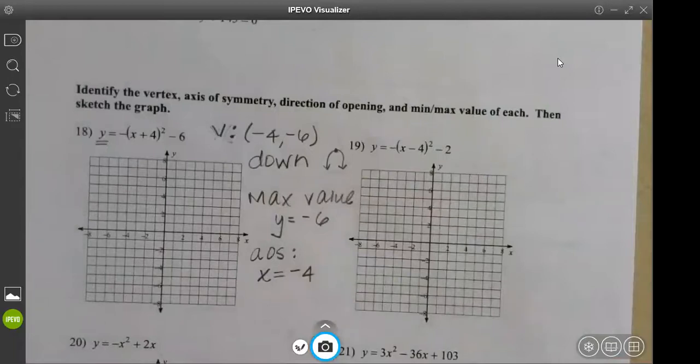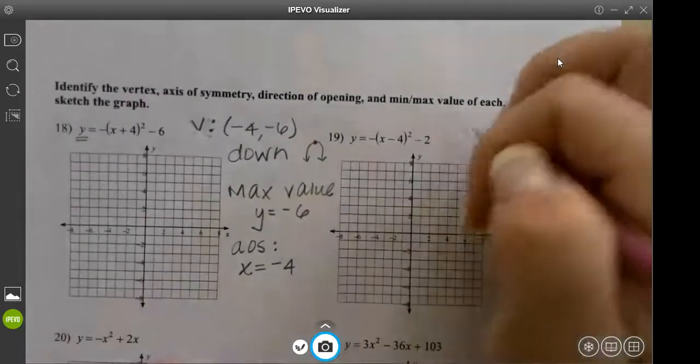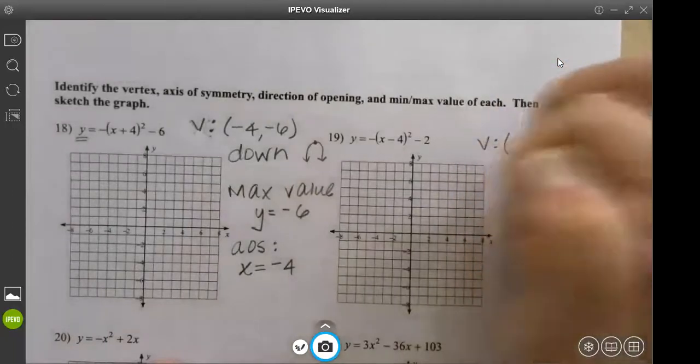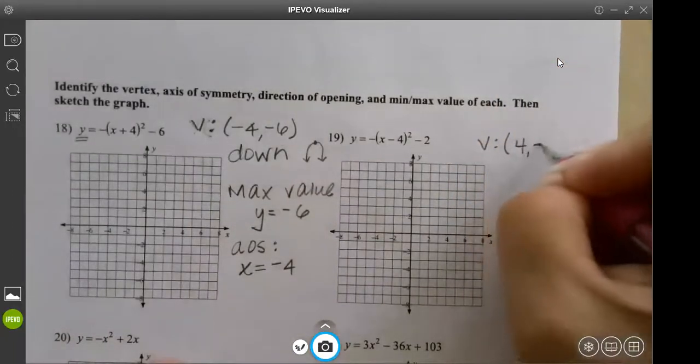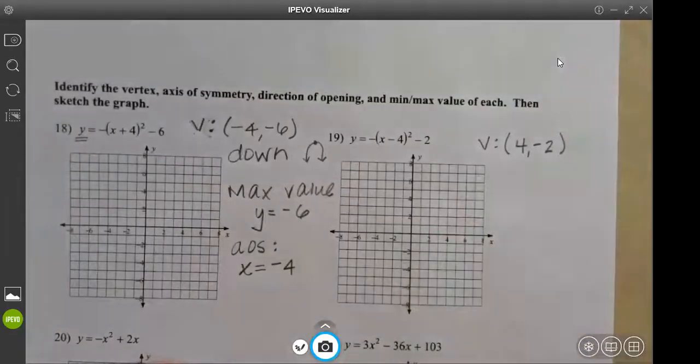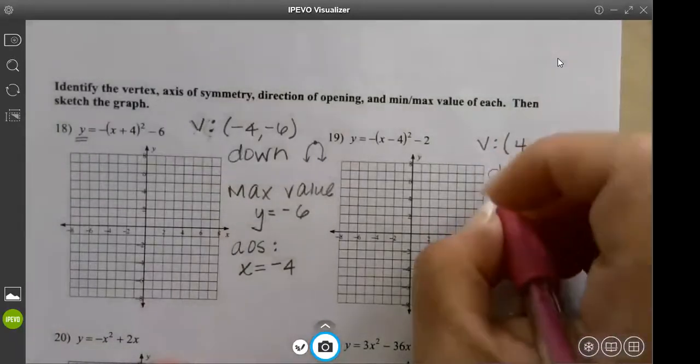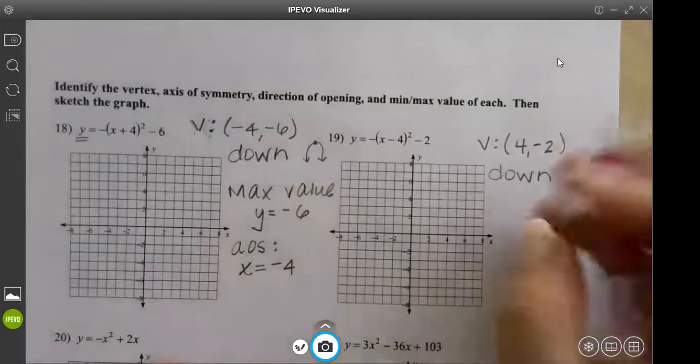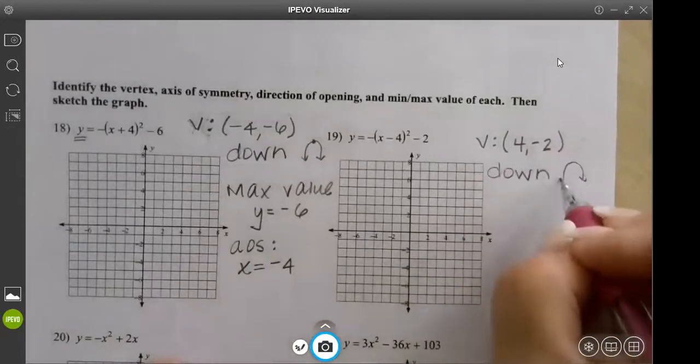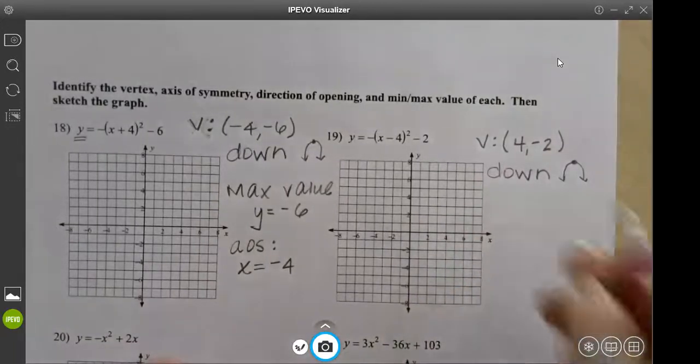All right, look at 19. It's the same exact thing. What's your vertex on 19? 4, -2. Which way does it open? Down because it's negative. So that means it does have a maximum.